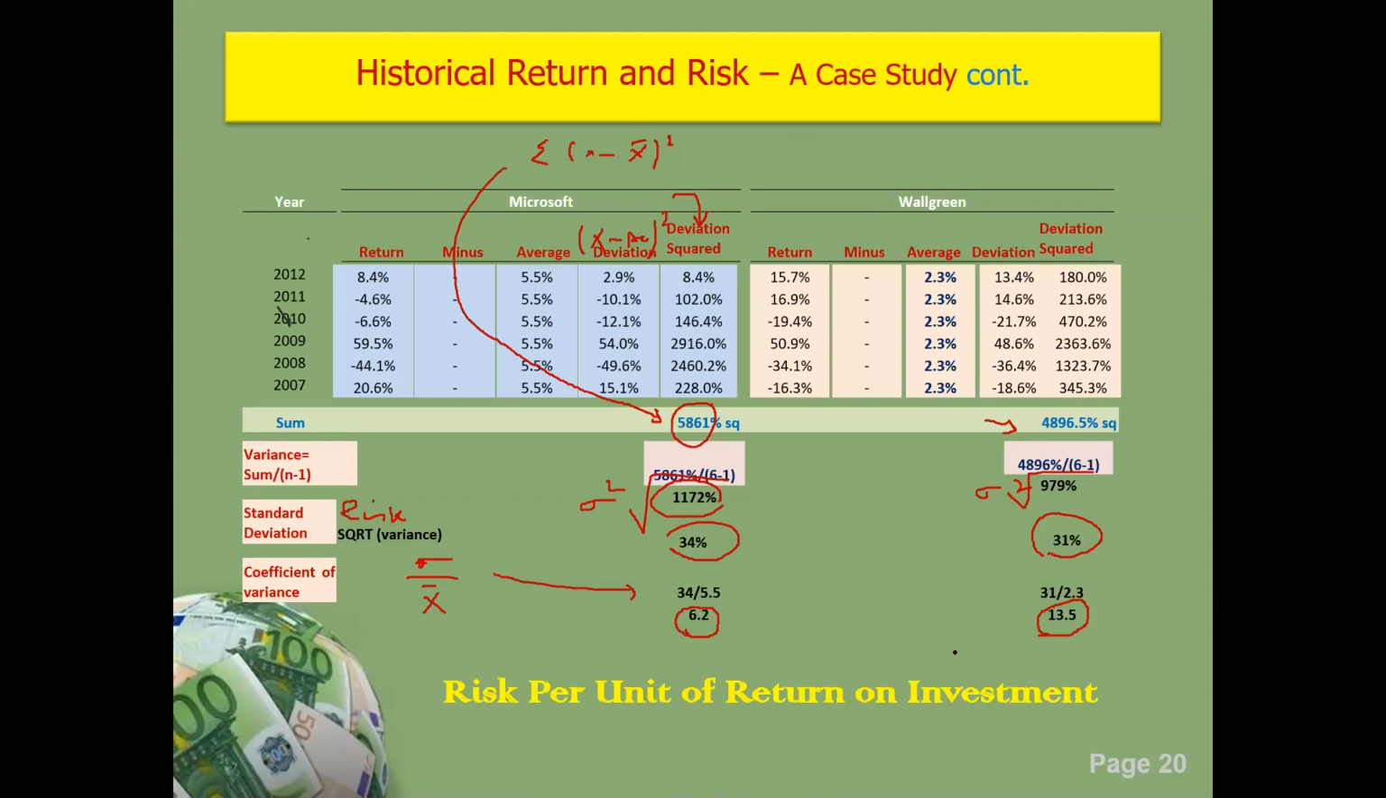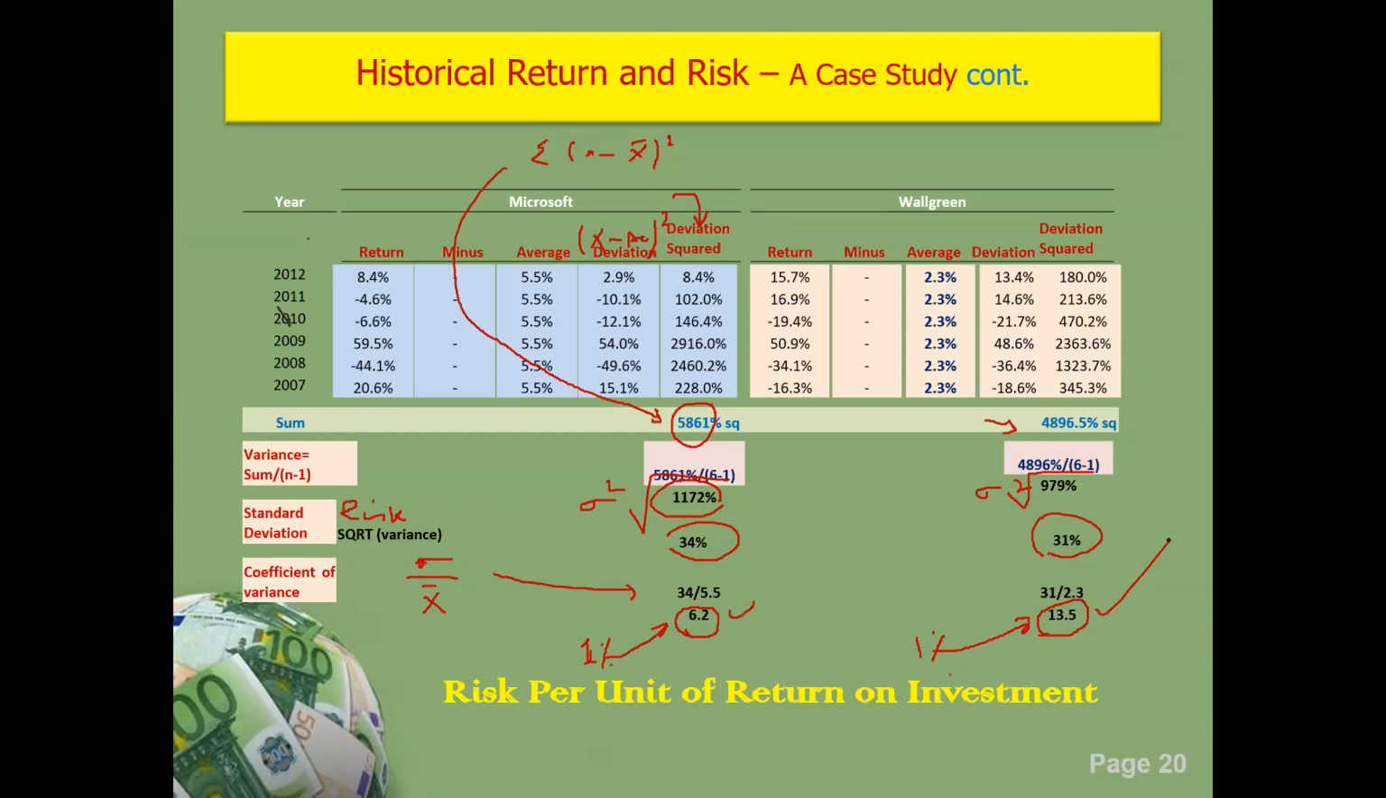Let's interpret the coefficient of variance. For every 1 unit of return, how much risk do you have to face? 6.2 for Microsoft, 13.5 for Walgreens. Low coefficient of variance is good because it is a standardized approach to looking at risk. For 1% of return, you are going to face 6.2 units of risk, versus 13.5 units of risk.